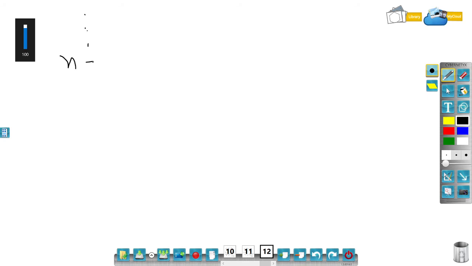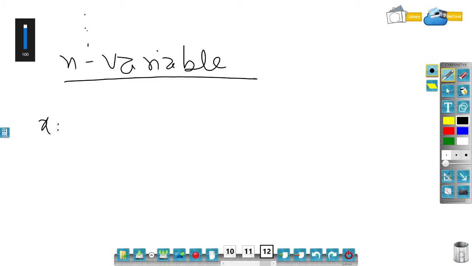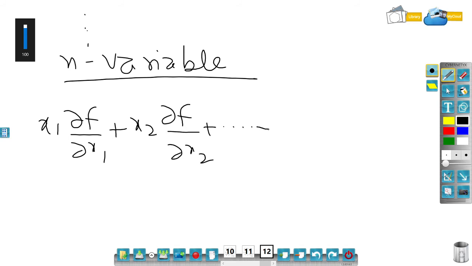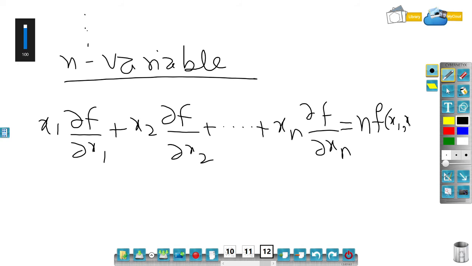So in general, for n variables, one can prove in the following way: x1 times dou f upon dou x1 plus x2 times dou f upon dou x2 plus dot dot dot xn times dou f upon dou xn is equal to n times f of x1, x2, dot dot dot xn. So this is generalized, and Euler's theorem is applicable only if your function is homogeneous. If your function is not homogeneous, you cannot apply Euler's theorem.